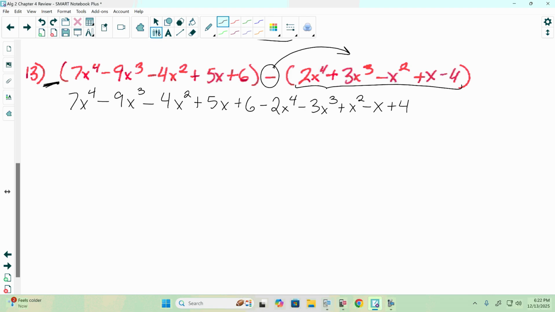Now at this point here, we're going to combine our like terms. X to the fourth, x to the fourth. So 7x to the fourth minus 2x to the fourth. 7 minus 2 is 5, giving us 5x to the fourth. Negative 9x cubed, negative 3x cubed. Negative 9 minus negative 3 is going to be negative 12x cubed.